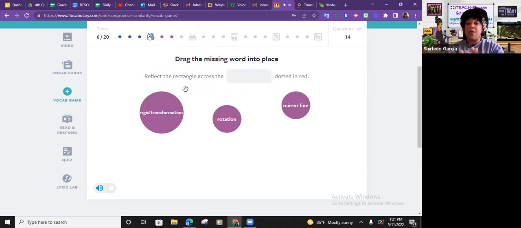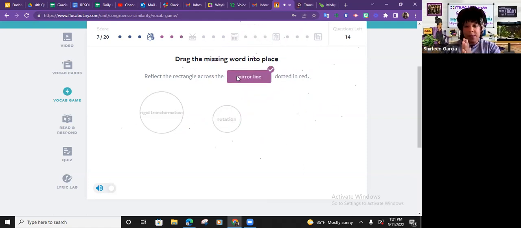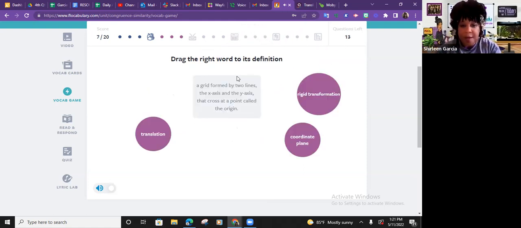Reflect the rectangle across the blank dotted in red. Reflect the rectangle across the what? Rigid transformation, rotation, or mirror line. The key word is reflect. Yeah, to reflect in a mirror. Good job. All right, we're about to add the drums.